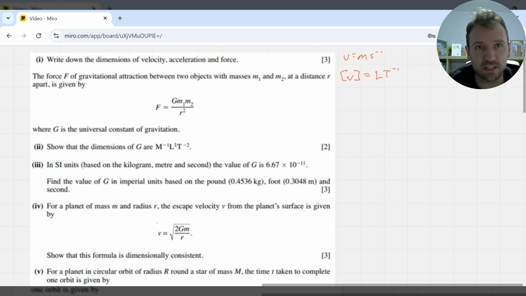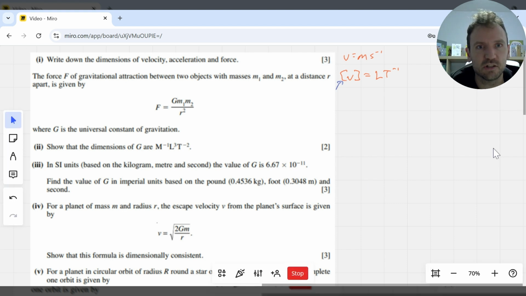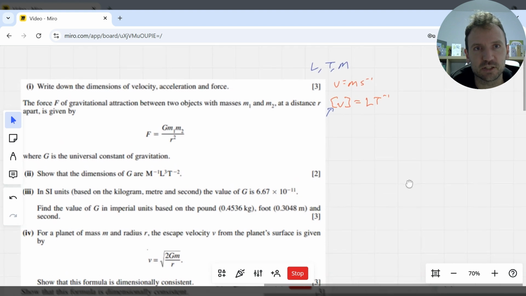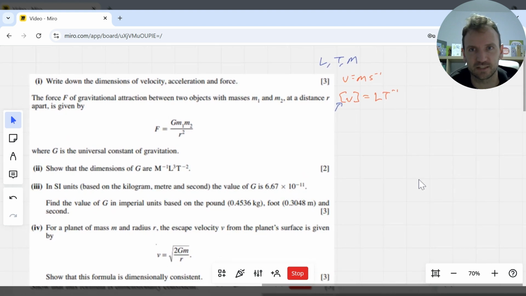So make sure when you're given dimensions, two things to watch out for notationally. Firstly, these square brackets, which should be read as dimensions of. So don't write V equals LT to the minus 1. We're writing the square brackets of V, or dimensions of V, equals that. And then using capital letters, the only dimensions you're going to be working with are going to be L for length, T for time, and capital M for mass. So everything's going to be in terms of those three letters there.